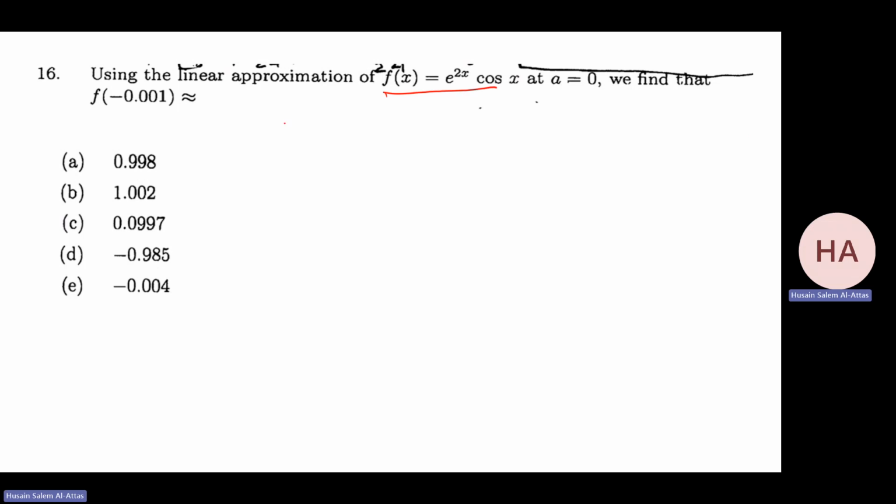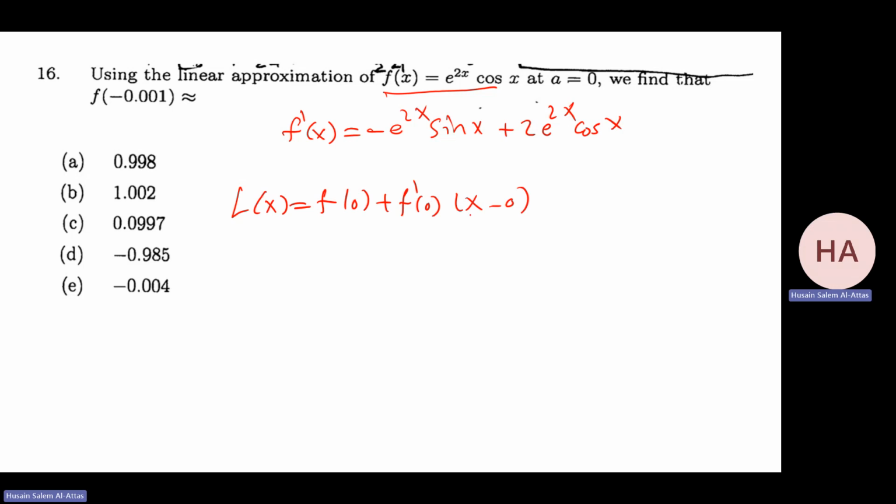Okay, different function. Find f prime: e to x minus 3 e to x sine x plus 2 e to x cosine x. L of x will be f of 0 plus f prime at 0 times x minus 0. f of 0: substitute, e to the 0 is 1, cosine 0 is 1, that will be 1. f prime at 0: here I have 0, here I have 2, so plus 2x. This is my L of x.